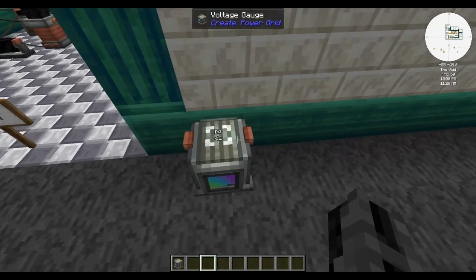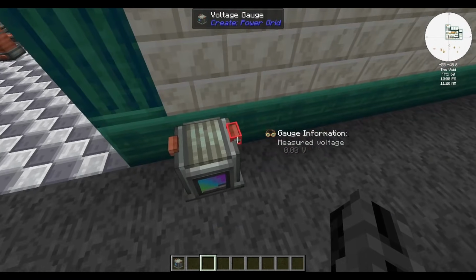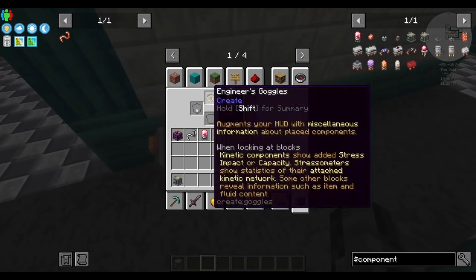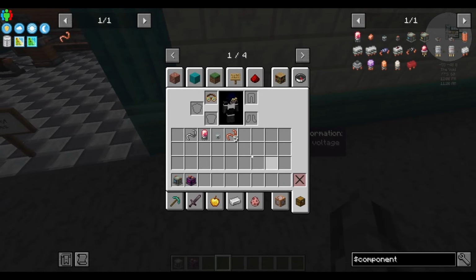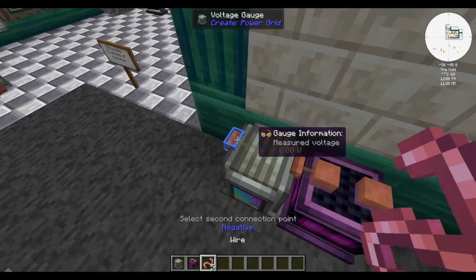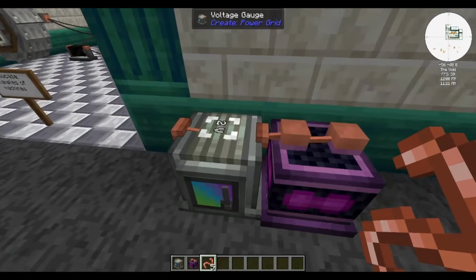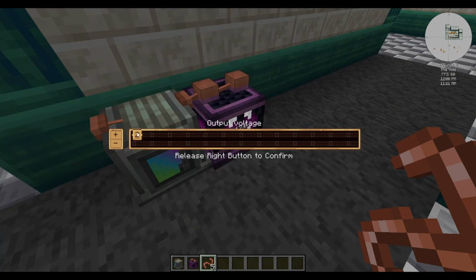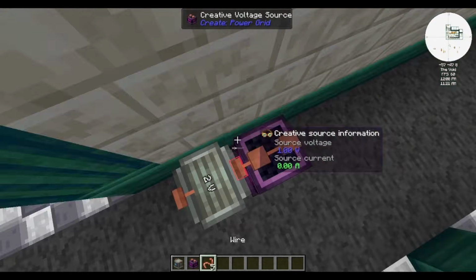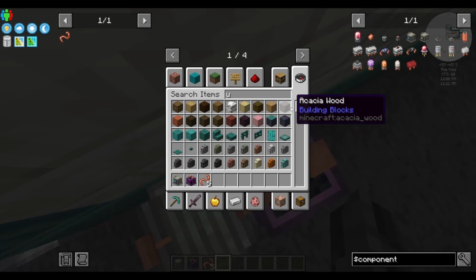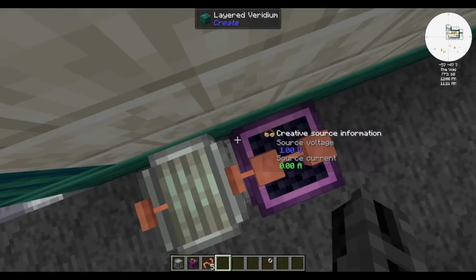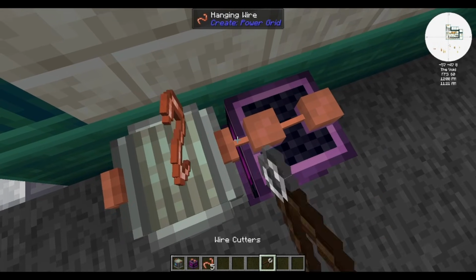Now, most devices in this mod have a polarity, plus and minus, positive and negative. And for things to work correctly, you have to adhere to this polarity, otherwise it would show negative voltages. And in the case of motors, they would spin backwards. That's how I reverse motors.